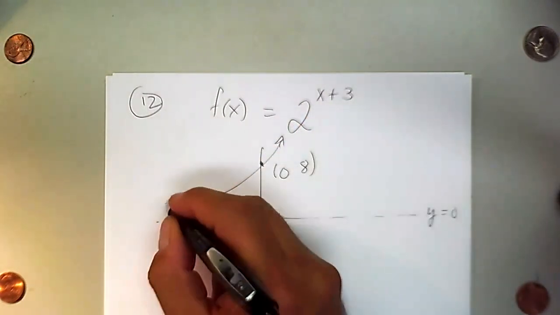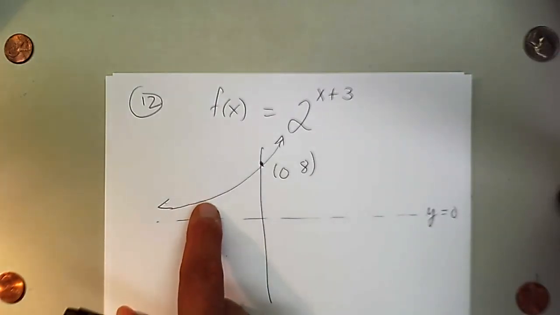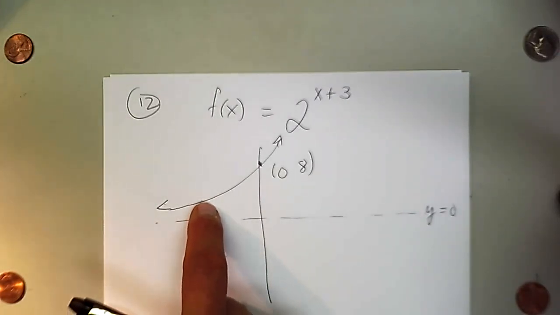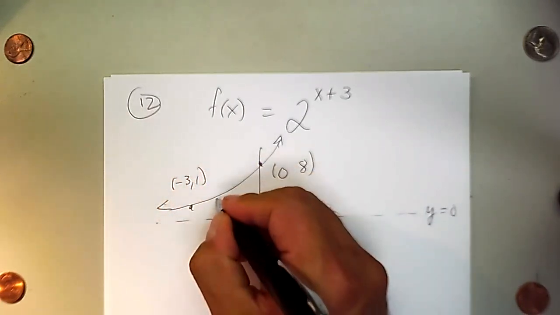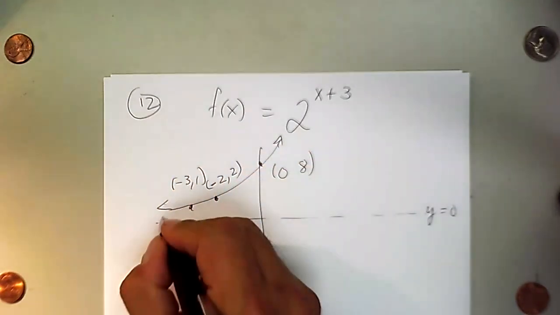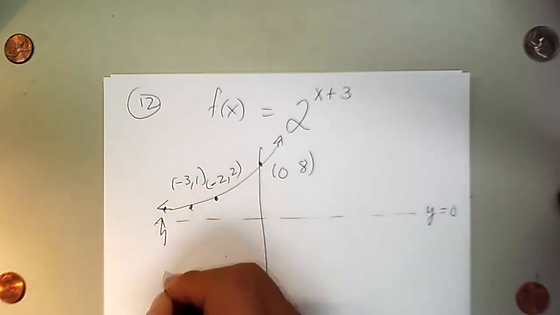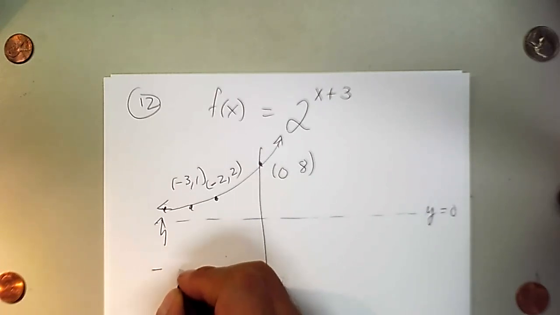That's the new y-intercept. 0, 1, which used to be a point, now will be negative 3, 1. So there's going to be a point here, which is negative 3, 1. And then we're going to have negative 2, 2. And then the point that had the fraction in it will be negative 4, comma, 1/2.